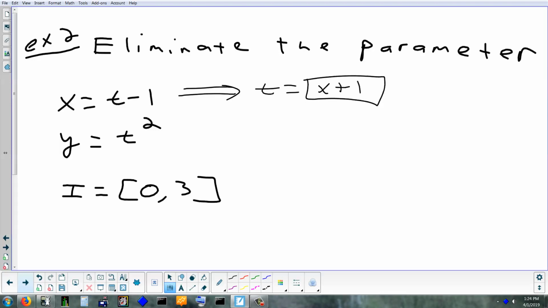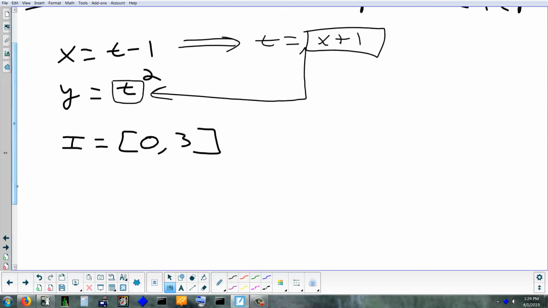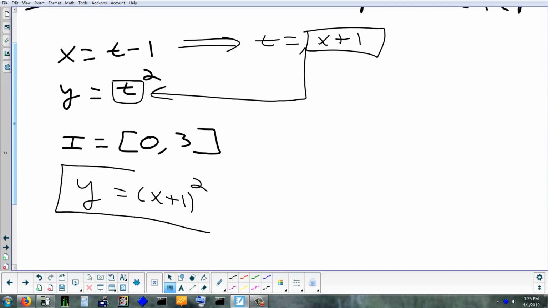Put it in for t in the y equation. Put it in right here. Put that in for t in the y equation, and that's going to be part of our answer. So I get y equals. Now, what do you think I'm going to have to use here? Because if I don't put these in, it would be wrong. You've got to put parentheses. x plus 1 squared. There's your equation.